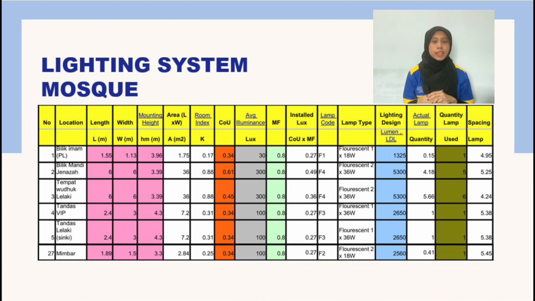Today, I will explain about the lighting system of mouse. This is the Excel to complete the drawing of the lighting system for mouse. For example, tempat duduk lelaki. First of all, I calculate the area of the room. To calculate the area of the room, as we know, the length times the width. The length and width can be found in the drawing. For this length and width, my friend Nur Ain will explain how to calculate this in the drawing.